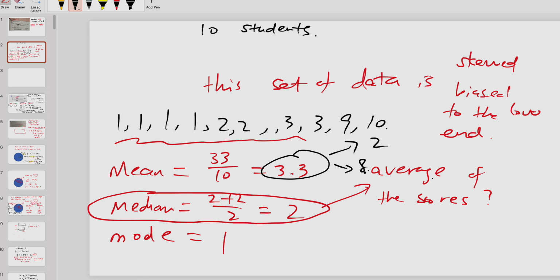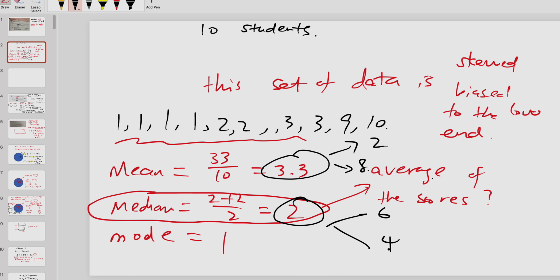Let's look at our median. How many score 2 or less? 6. 4 score more than that. So the median 2 represents 6 of the students, right? And it doesn't represent 4 students. So 2 is fairer compared to the 3.3.